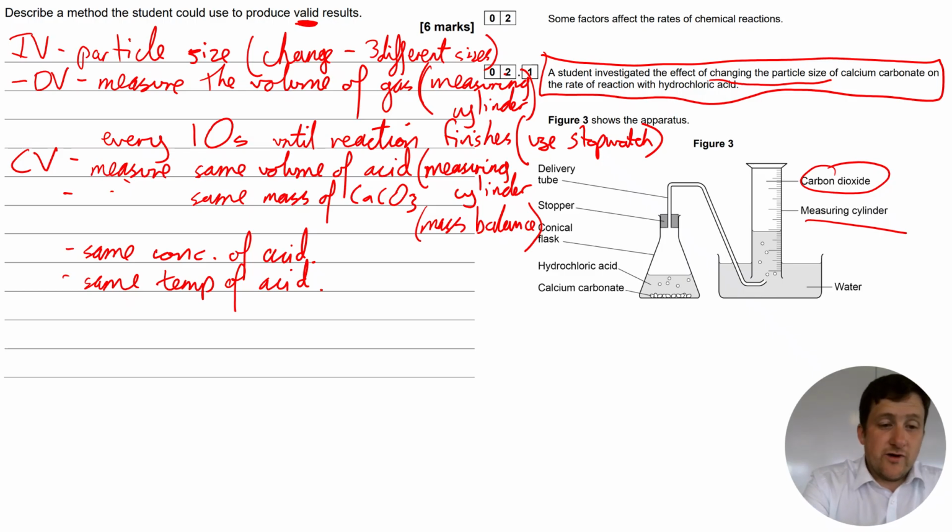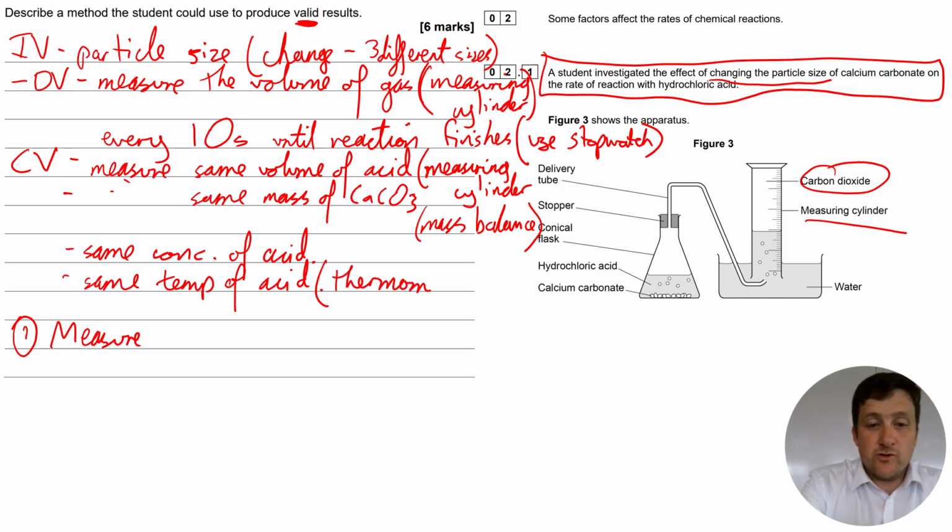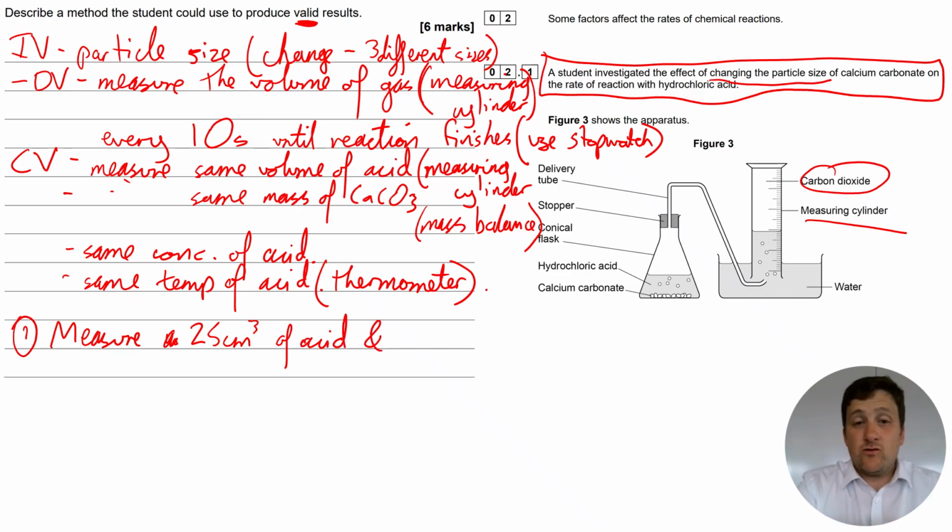Now we actually get to our method. So step 1. Measure, in fact, I didn't say we measure the temperature using a thermometer, or we make sure using a thermometer it's the same temperature. I've said everything else already. So, measure acid. Now, how much acid? Let's say 25 centimeters cubed of acid, because they haven't told us. Okay, now, because we've already said the volume of acid, we don't have to put measuring cylinder again, and put in conical flask.